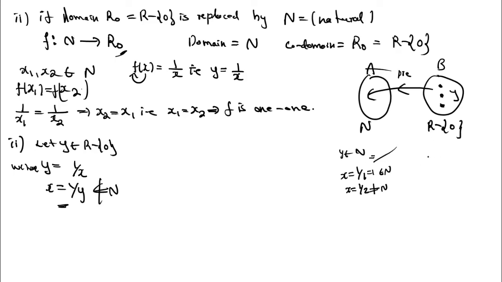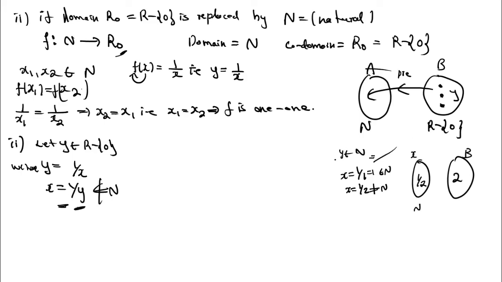That means if you take a y value in the second set, if the y value is equal to 2, then what's the value of x you are getting? 1 by 2. But natural numbers, right? In natural numbers there is no 1 by 2 or 1 by 3. In natural numbers, we can't find numbers in the form p by q. Therefore your x does not belong to N. That means we can't find this pre-image in the domain.